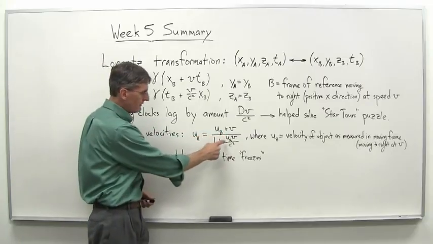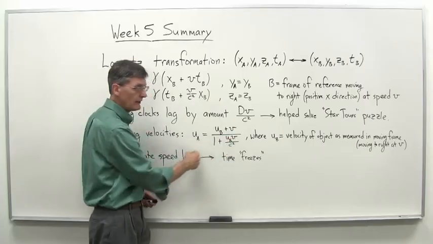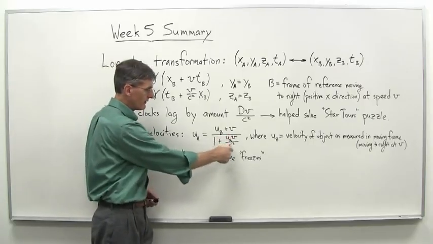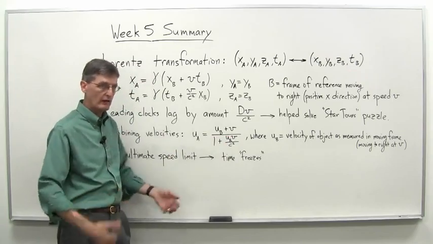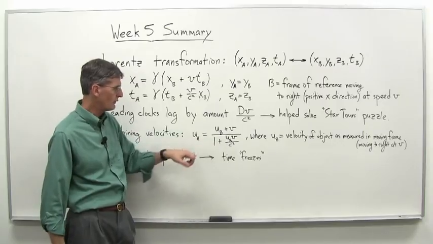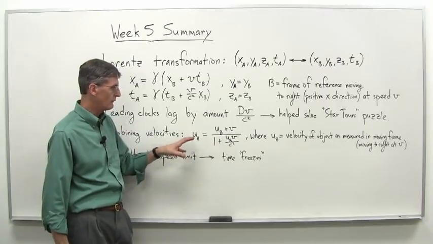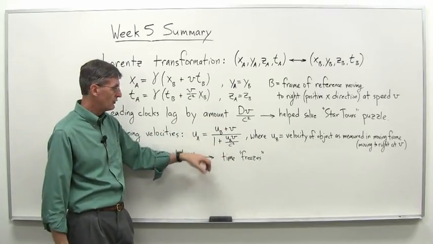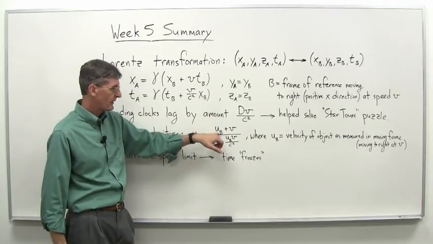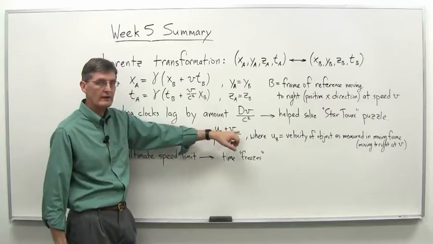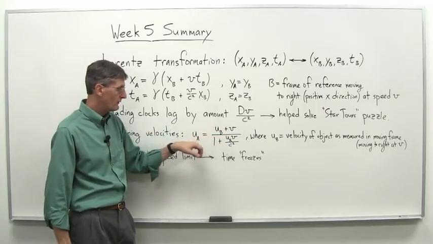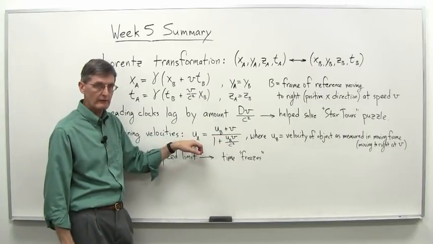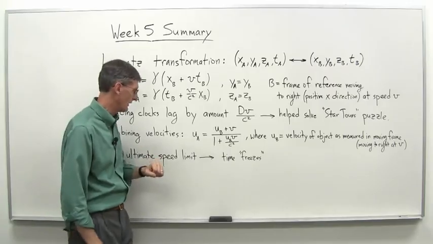And again, note that unless U sub B and V are close to the speed of light, this thing is typically very small, and therefore we don't see that effect. But at high velocities, we will see this effect. And we demonstrated also that no matter what U sub B is and what V is, if they're both 0.9 c, for example, then even so, U sub A will still be less than the speed of light. So we did some examples like that.